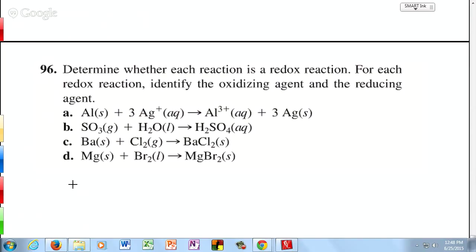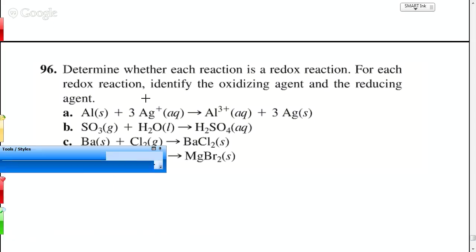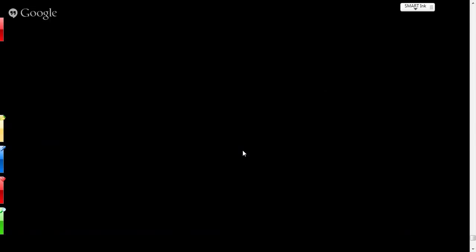Did anybody find which one of these? There's one of these four that is not a redox reaction. Anybody see which one it is? B. Why is B not a redox reaction? All of the oxidation states are the same on one side. Yeah, the oxidation states stay the same on both sides.